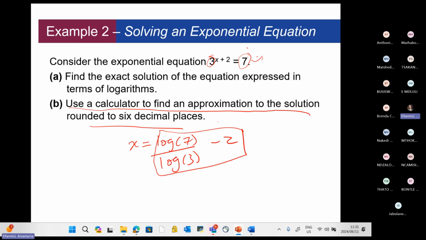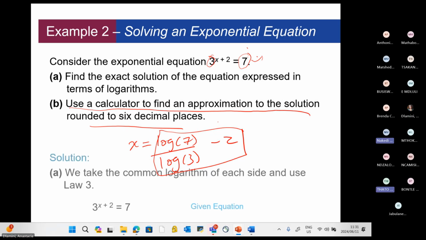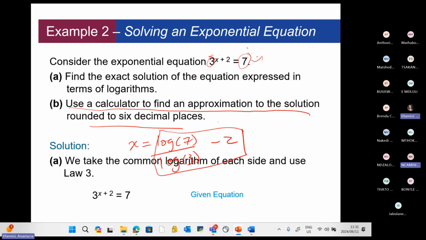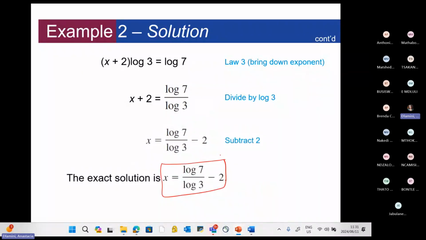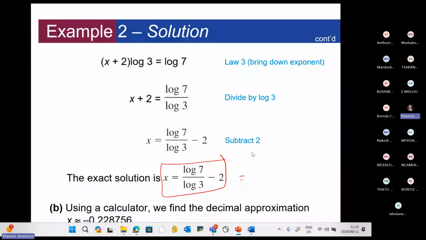Are you all together there? Yes, ma'am. That's what we got. So in the exam, this is where you will end. With B, we actually approximate. You put it in the calculator, then you approximate the value. Does everyone understand this particular problem?